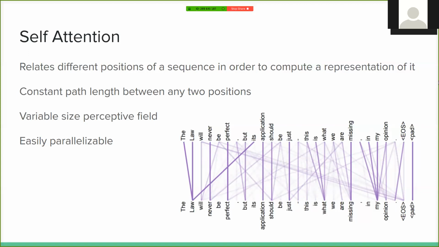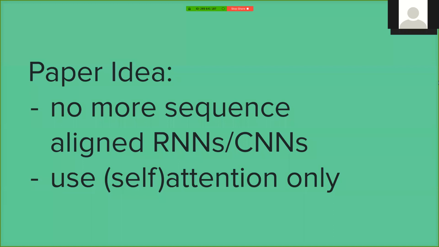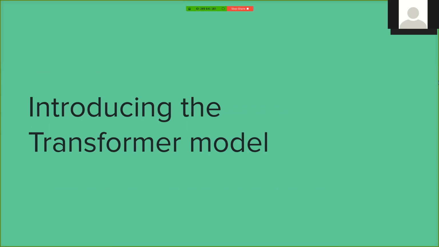So here in our example, we see the same sentence twice because it's self-attention, and we can see that the model has learned some dependencies. For example, in the sentence, the law will never be perfect, but its application should be just, law and its are strongly related, just like they are in the meaning of the sentence. So the paper's idea is to get rid of these sequence-aligned RNNs and CNNs and use self-attention, so use attention only everywhere in the model. Hence, the name Attention Is All You Need. And that is being done through the transformer model.